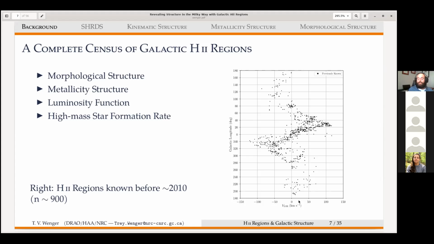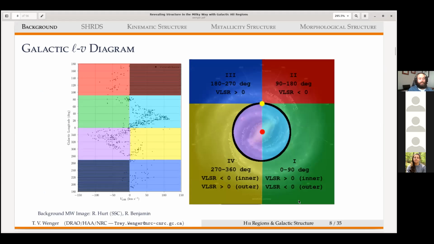So this is what the H2 region longitude velocity diagram looked like in about 2010. There were about 900 H2 regions known in the Milky Way. And we could tell just by looking at this plot that the census was incomplete. There were parts of the galaxy that just didn't have any H2 regions where we thought there ought to be some. I can tell that by looking at this plot, but for those of you who aren't familiar with longitude velocity diagrams, let me just dissect it a little bit here for you.